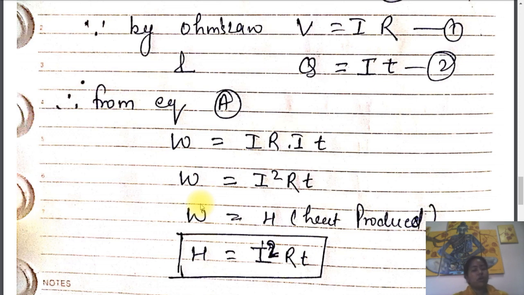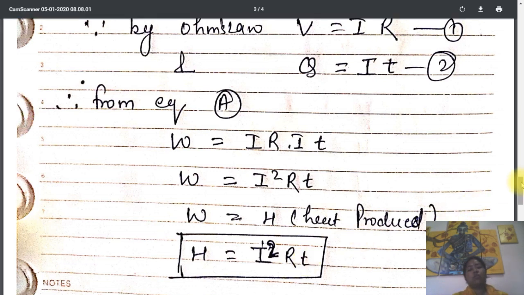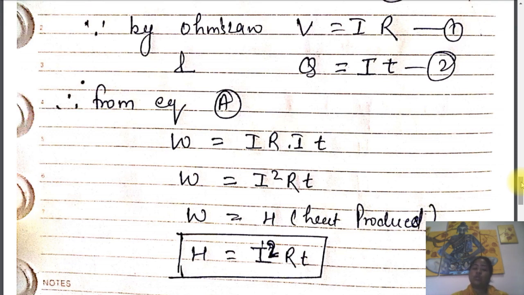Now for doing work, there is a conversion of electrical energy during the motion of the charge. Some amount of the electrical energy is converted into heat energy. So the amount of work done will be equal to the heat energy, so we can write W equals H, and from the formula H equals I square RT. You can apply either method to derive Joule's law of heating. So this is one of the formulas.